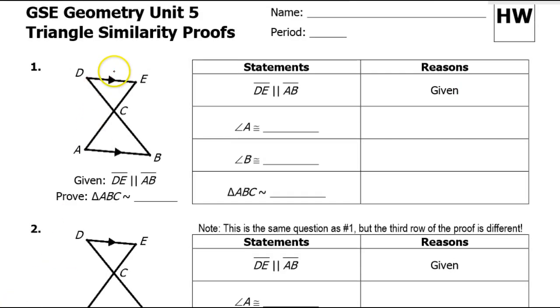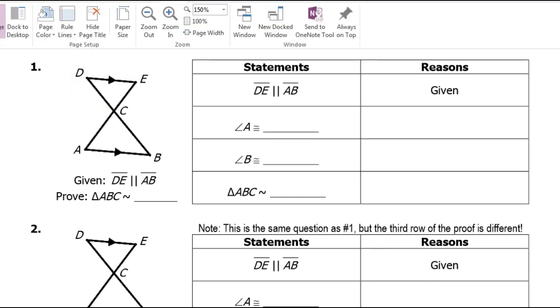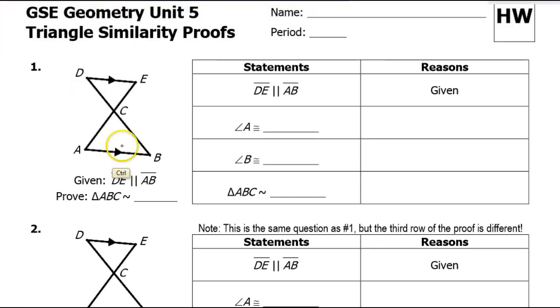So look at problem number 1. We are given parallel lines. It's already marked with these little arrows. These little arrows mean that the lines are parallel. So just to draw your attention, I'm going to highlight it. This line is parallel to this line. Parallel lines lead to congruent angles, which is what's about to happen.